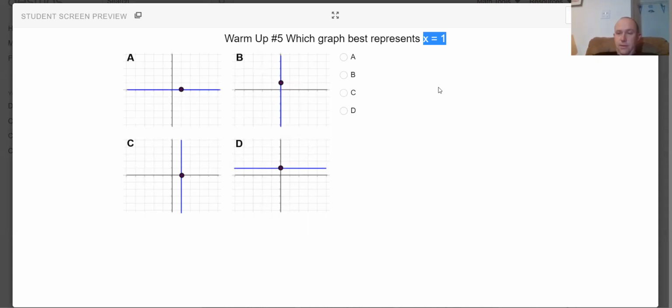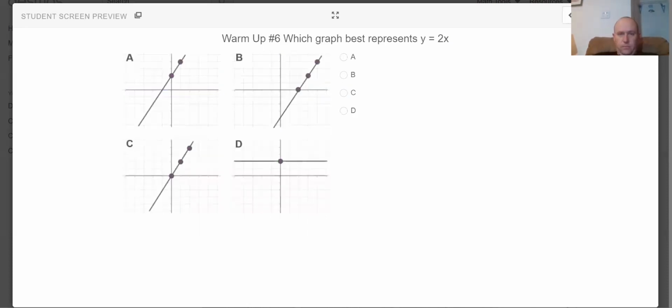Just a single letter again. So this would be vertical this time because of the X. So I need a vertical line. So it looks like it's between these 2. But I need it to go through 1 on the x-axis. That one goes through 1 on the y-axis, which is no use. So I will be looking for C this time.